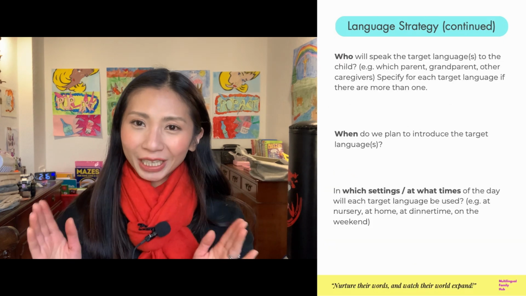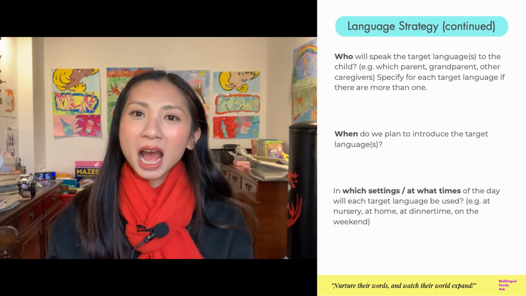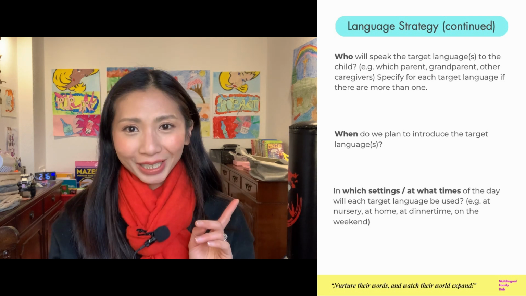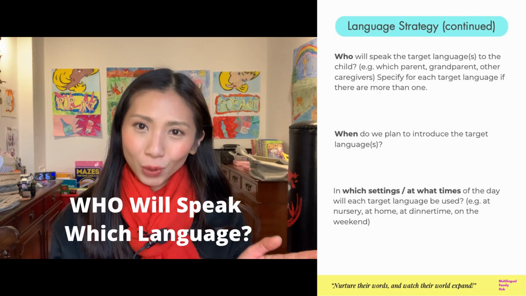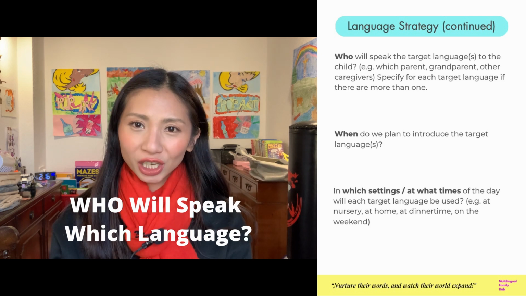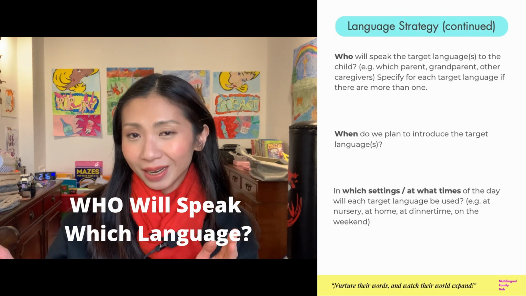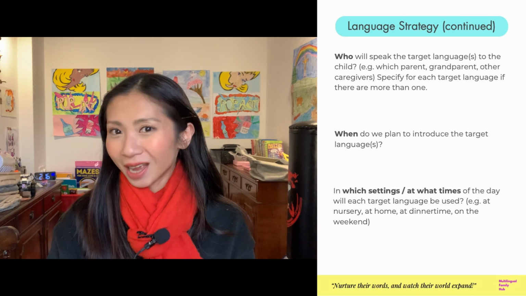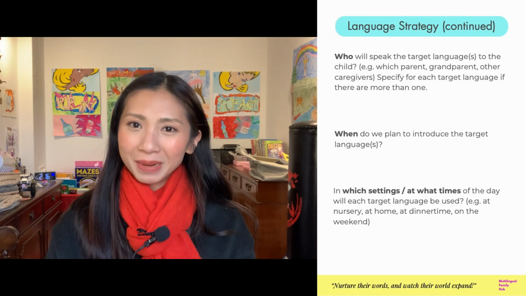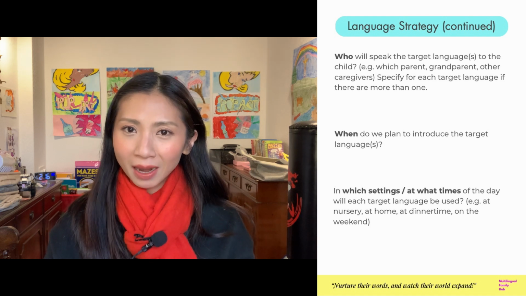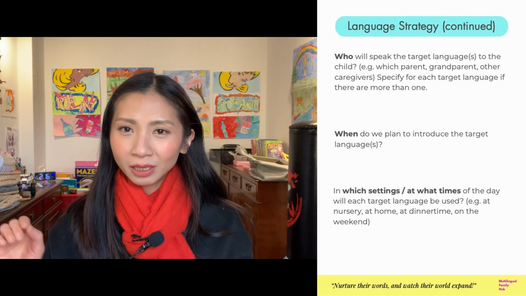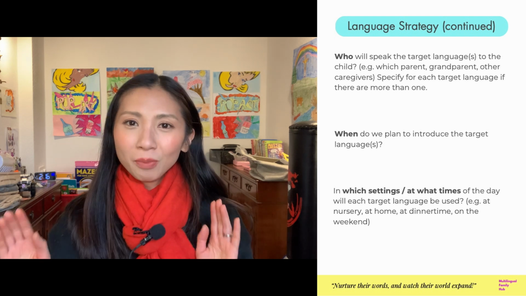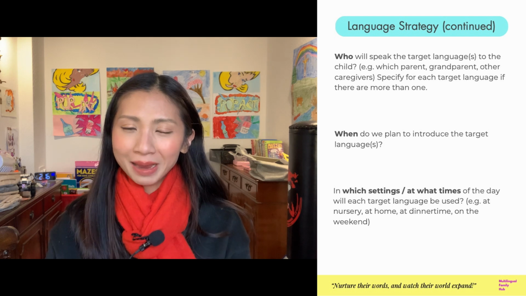Now let's move on to page 6. In this section, we'll plan how we are going to apply our chosen language strategy, okay? First question, let's decide who will speak the target language or languages to the child, i.e., which parent, grandparent, or other caregivers. Specify for each target language if there are more than one. Using my own family as an example, I could write something like Chinese, mom and grandmother, Russian, dad, English, the wider community. Pause the video if you need a bit more time writing this down.